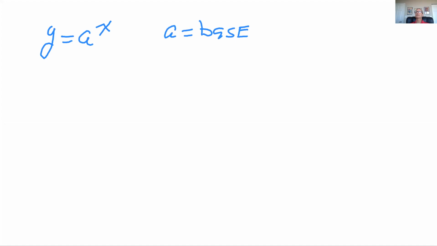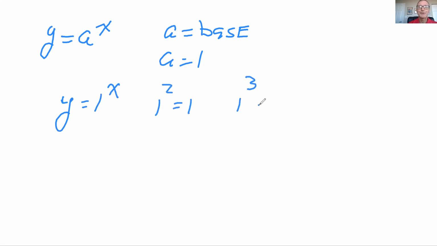And the idea is, let's pick, well, a equals 1 is kind of a boring exponential function, right? So let's just look at that. That would be a nice way to start, but it doesn't matter what x is, right? 1 squared is 1, 1 cubed is 1, etc. So a base of 1 is kind of boring. So let's start with, say, the base of 2.